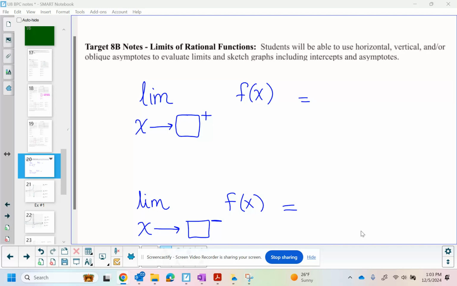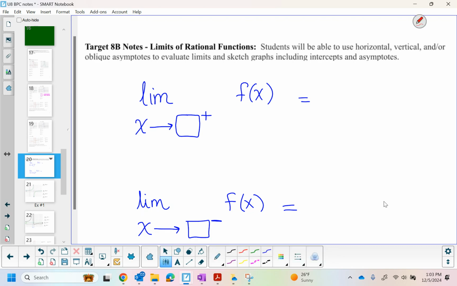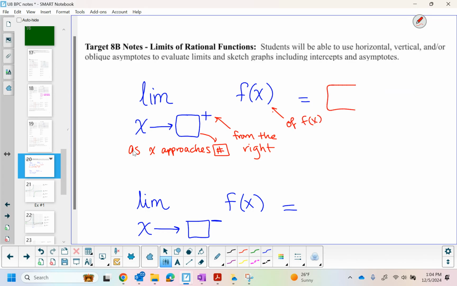Okay, so today we're going to talk about limits. And so the way that we read this is the limit as x approaches this number, whatever number that is, this part means from the right side. And then of f of x equals whatever. This is going to be your answer.